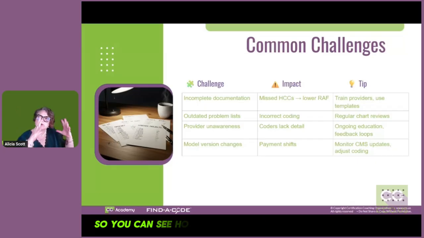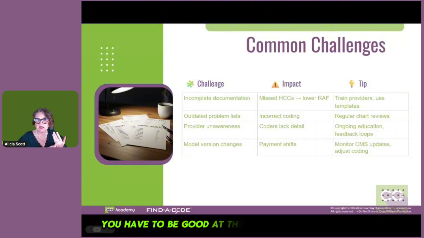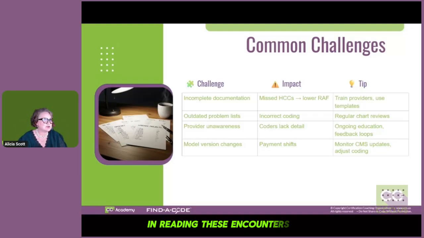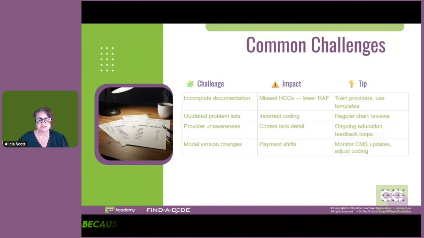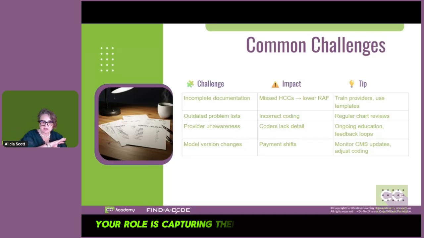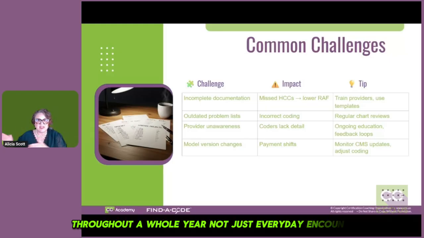So you can see how it's a multifaceted skill set. You have to be good at the pathophysiology. You have to be good at pharmacology. You have to be CDI, and you can read documentation, all encompassed in reading these encounters. You have provider unawareness. They don't realize that they have to document to specificity to be able to capture HCCs, because that's not really why the patient was there. So again, your role is capturing their chronic conditions throughout a whole year, not just everyday encounters.